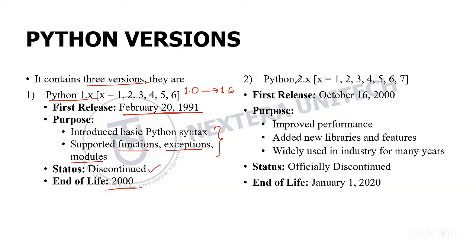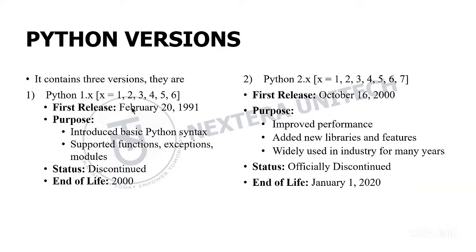And then we have the second version, 2.x. The versions are from 2.0 to 2.7. The first release was on October 16, 2000. The purpose it served is that it had improved performance and added new libraries and features, and it was widely used in industry for many years. And the status of it is that it is officially discontinued, on January 1st, 2020.